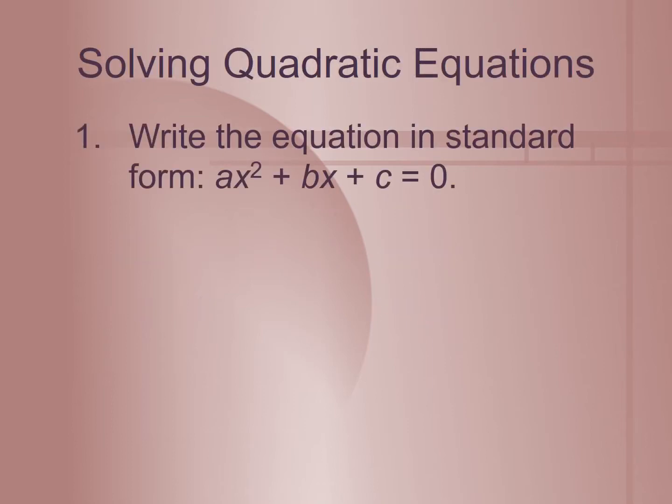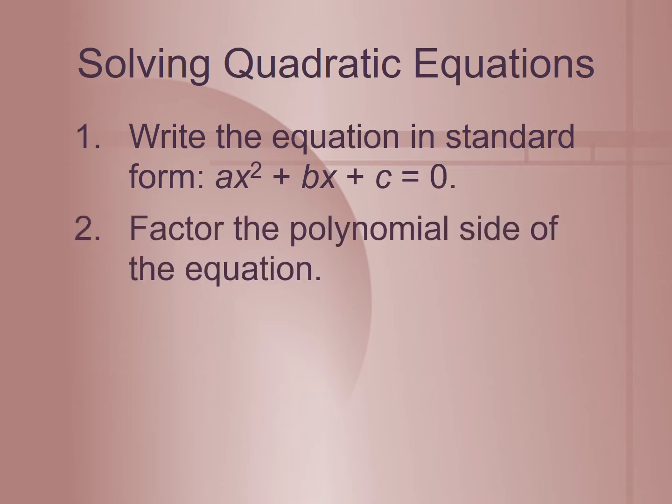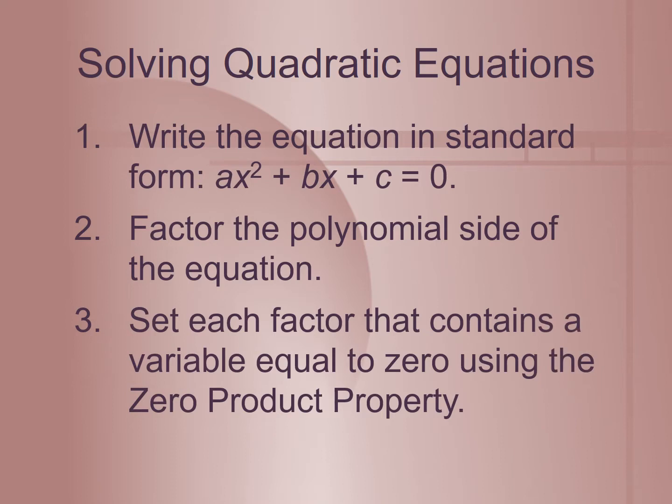Here are your steps for solving quadratic equations. Step 1: write the equation in standard form, so make sure that it's set equal to 0. Then factor the polynomial side of the equation, and set each factor that contains a variable equal to 0 using the zero product property.